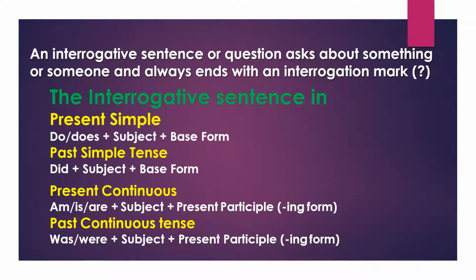The interrogative sentence in present continuous tense is formed with am, is, or are plus subject plus present participle, that is the ing form of the verb. Examples: are they writing a book? Is Kavita watching TV?